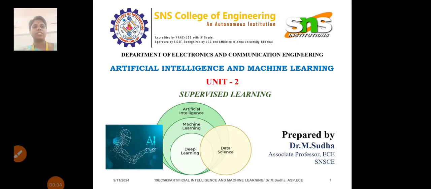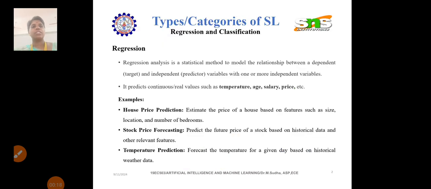Last class we discussed the introduction of supervised learning: what is supervised learning, how it actually works in the real-time process, as well as the advantages, disadvantages and applications. And in this class we are going to discuss the types and categories of supervised learning. In unit 1 itself we discussed the supervised learning categories, that is regression and classification.